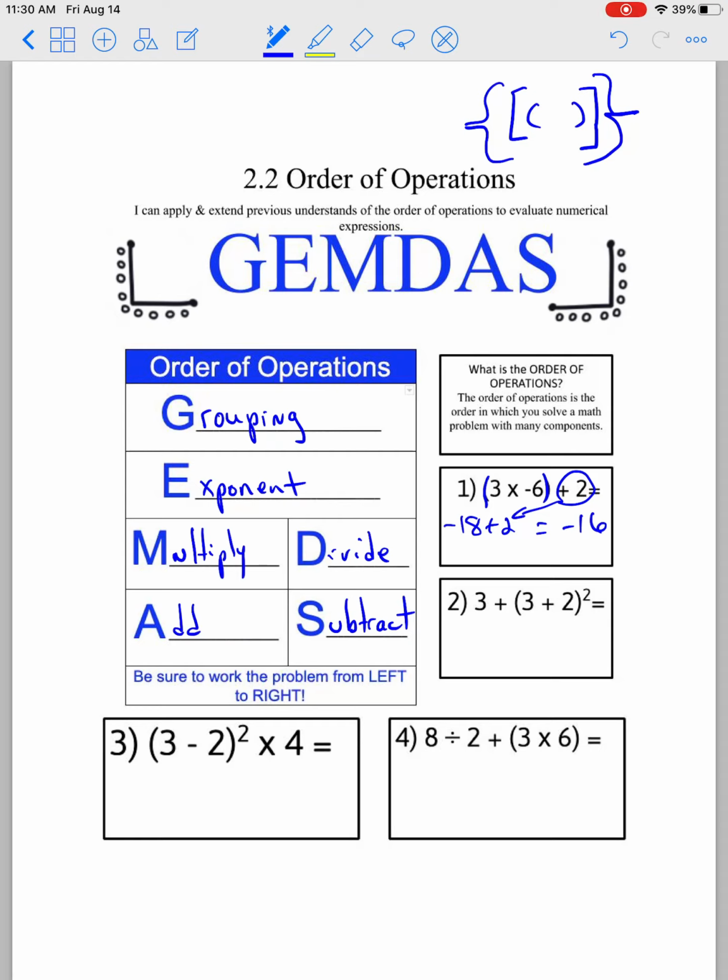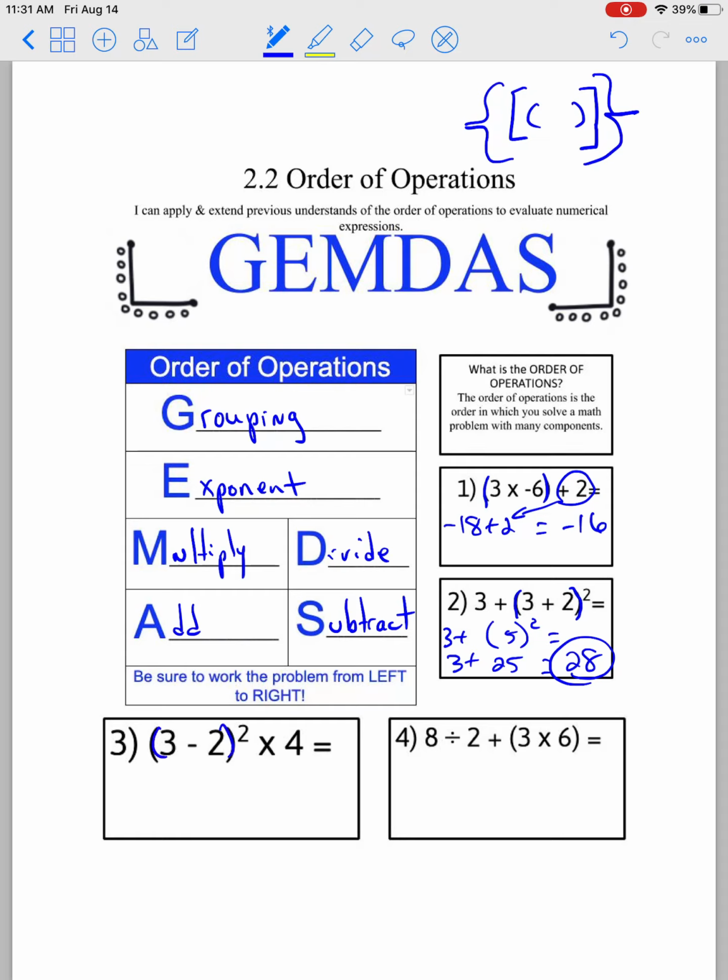Again, number 2, grouping. Yeah, I do. I got grouping, right? I also got that exponent, but what comes first? The grouping does. So I've got to do inside parentheses first. So I'm going to drop this down, and then I'm going to have parentheses. 3 plus 2 is 5 squared. Now I'll do my exponent. 5 times 5 is 25. Bring down the 3 plus that. So 3 plus 25 is 28.